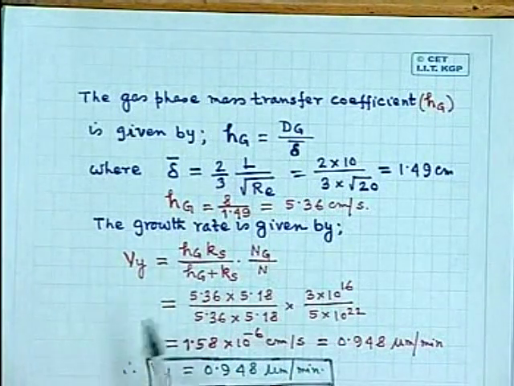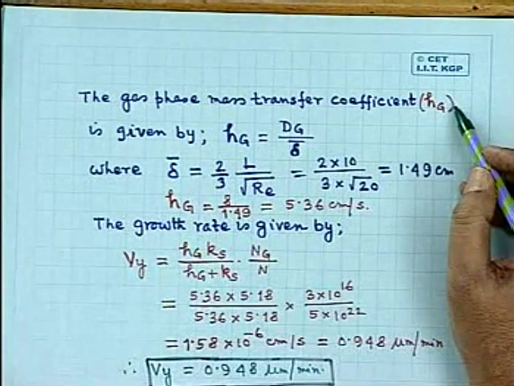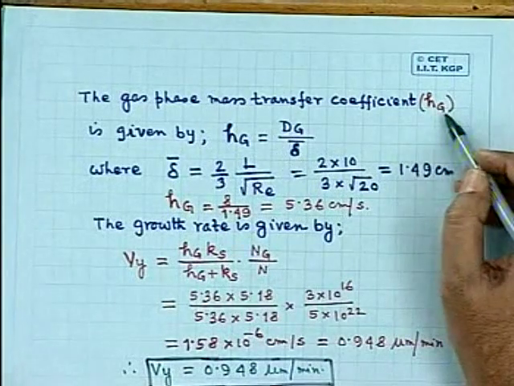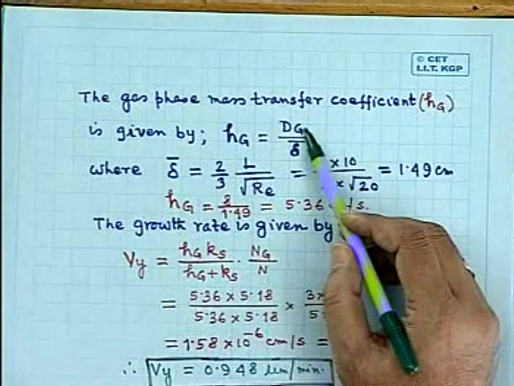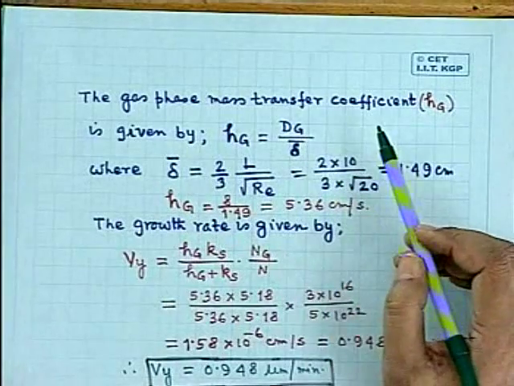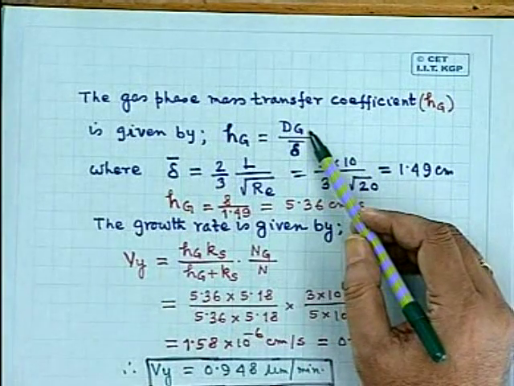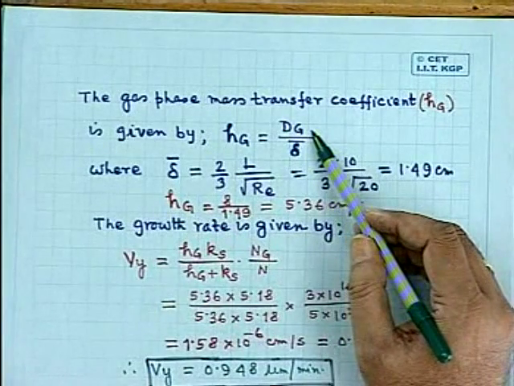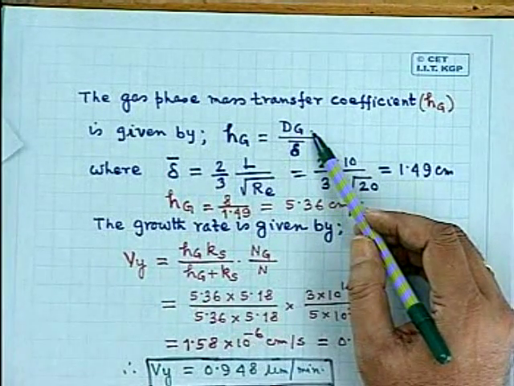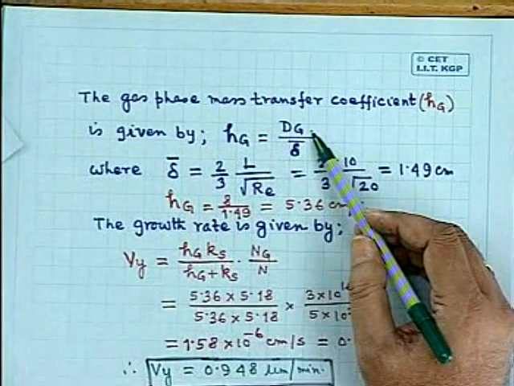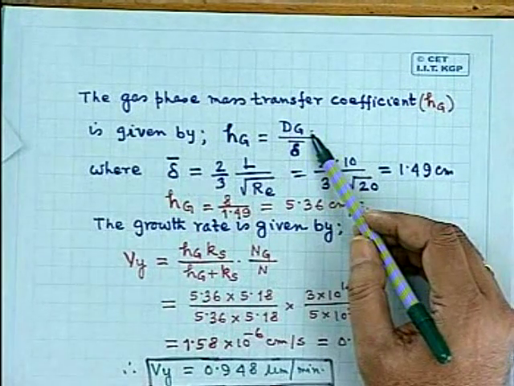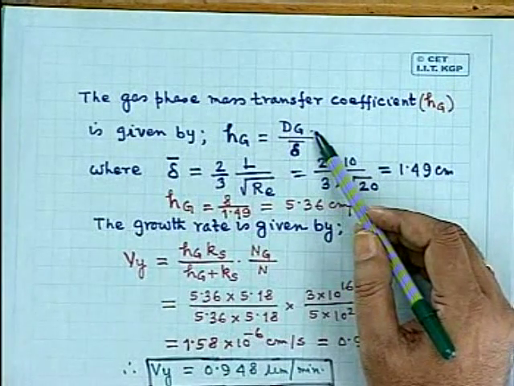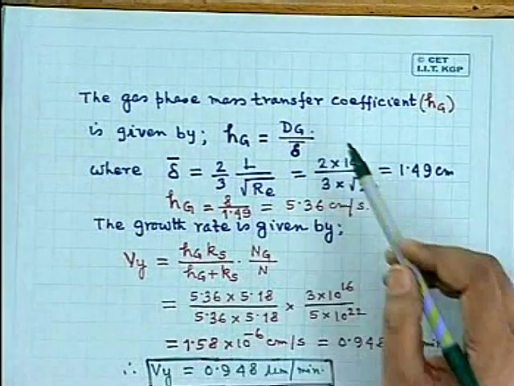Now you have to calculate the gas phase mass transfer coefficient hg, that is also not given, but you have to calculate. This hg is given by Dg divided by delta bar. Dg value is given, 8 centimeter square per second, that is the diffusivity of the reactants in the gas phase.